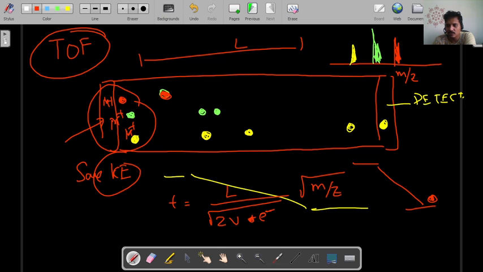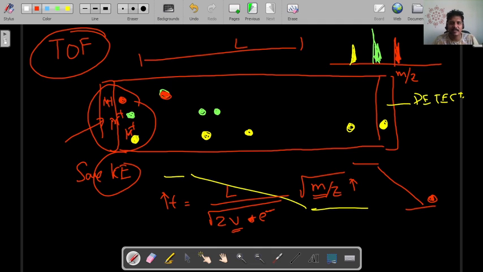So you push it, and the lighter mass will travel fast. The heavier mass will take more time. See, as the mass increases, the time also increases. Lighter mass will come fast. The heavier mass will take more time to come. So it is the initial velocity by which you push. This is like a potential that you give, an initial push. So this is called the time of flight mass spectrometer.